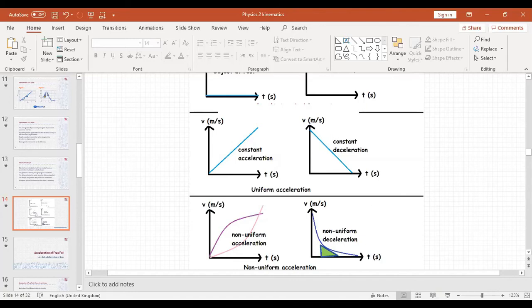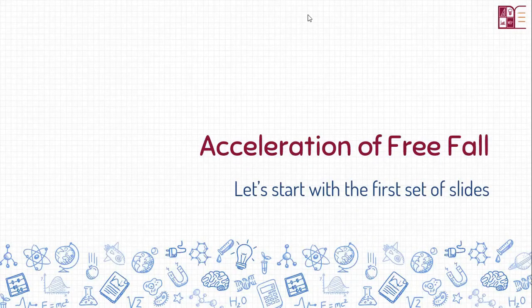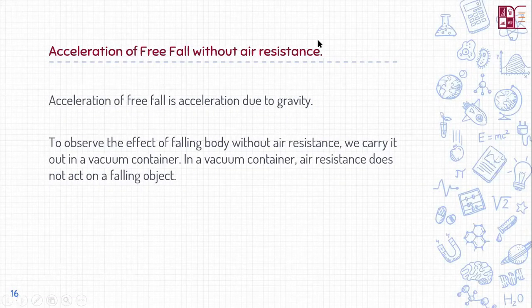Now moving on to our next topic, which is acceleration of free fall. The acceleration of free fall is what we call the acceleration due to gravity. When you leave an object in the air, there is a gravitational pull that accelerates the body towards the earth. Now, there are two cases where we will be looking at the motion of a body: with air resistance and without air resistance.